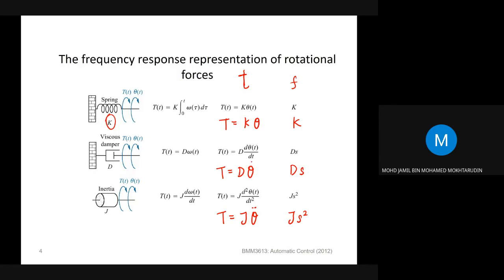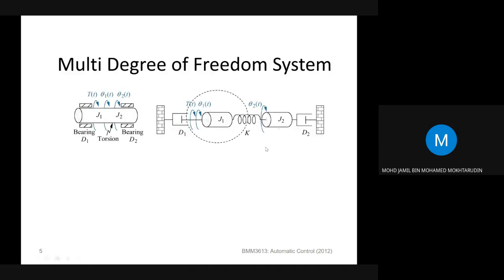Okay, so same with translational mechanics. So if you have K, then it becomes KX, and then D, DX dot, then jadi DS. And then for mass, MX double dot, then it becomes MS square. Okay, so tak payah hafal sangat lah. Kena tahu je. Okay, kalau D darab dengan angular velocity, kalau inertia darab dengan angular acceleration, kalau spring darab dengan angular displacement, sama je. Okay, so let's look at the first benda ni panggil rod. Okay, rod. So let's look at the first rod.